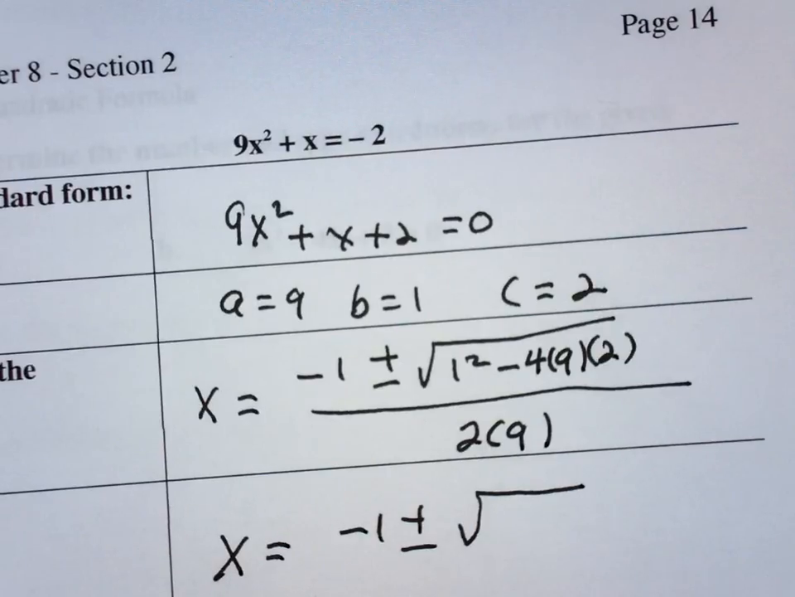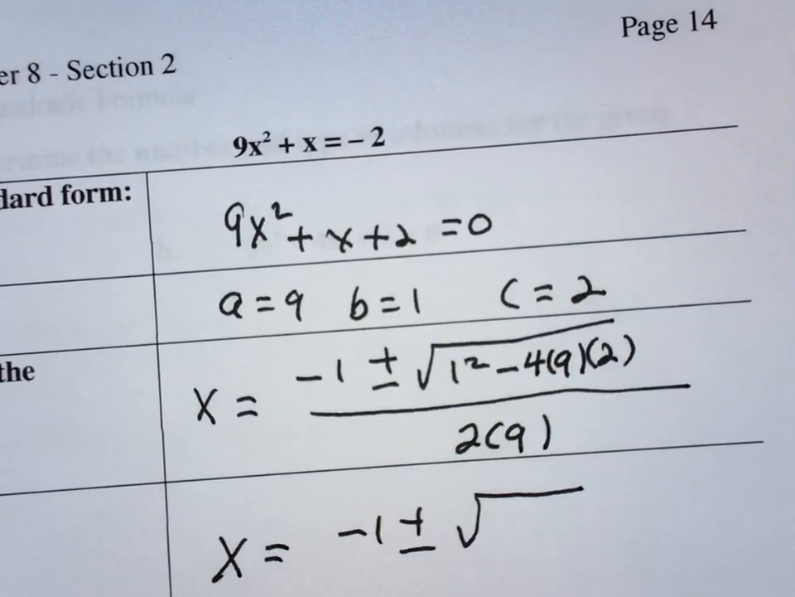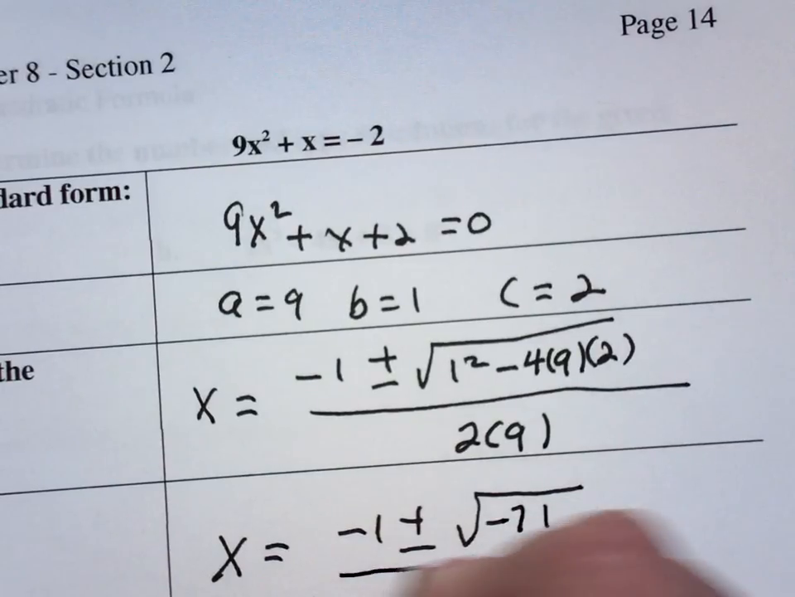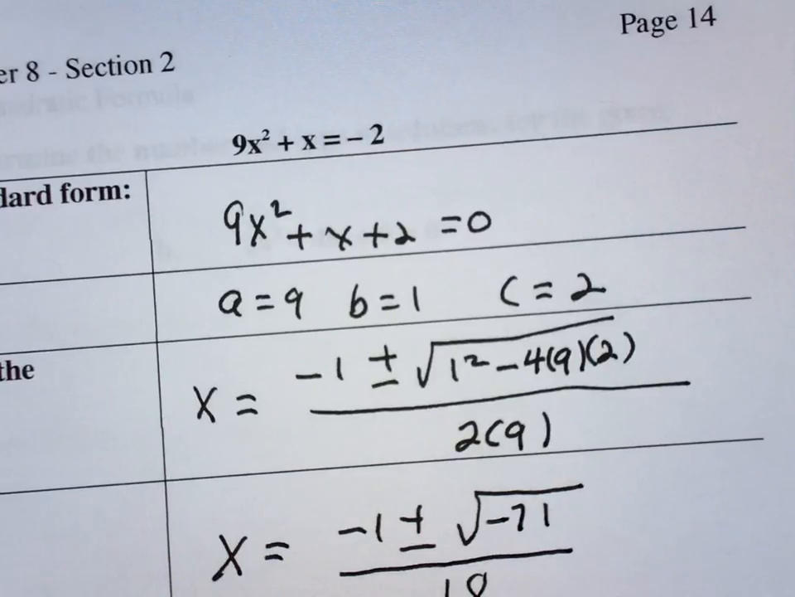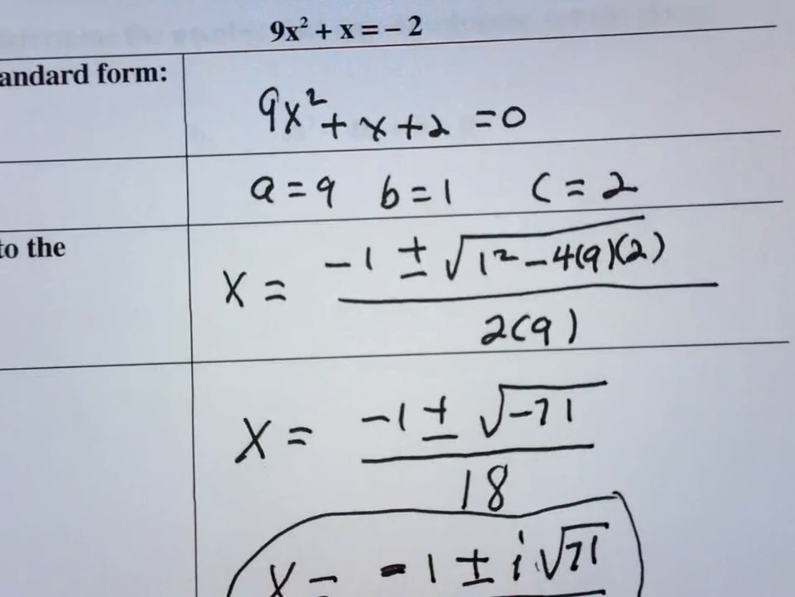Minus 4 times 9 times 2, minus 71 all over 18, or x is minus 1 plus or minus what? Square root of 71 i all over 18. Now you could put the i behind, just make sure you don't put it under the radical.